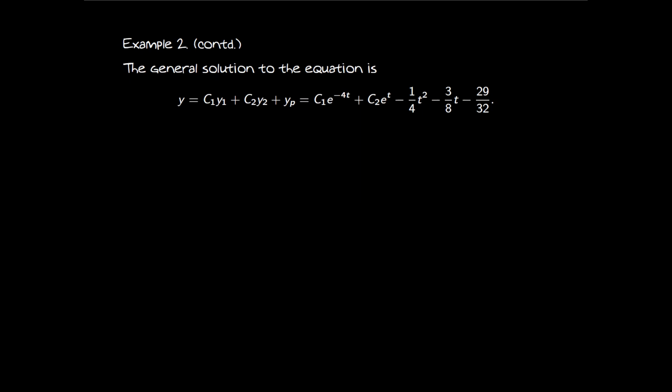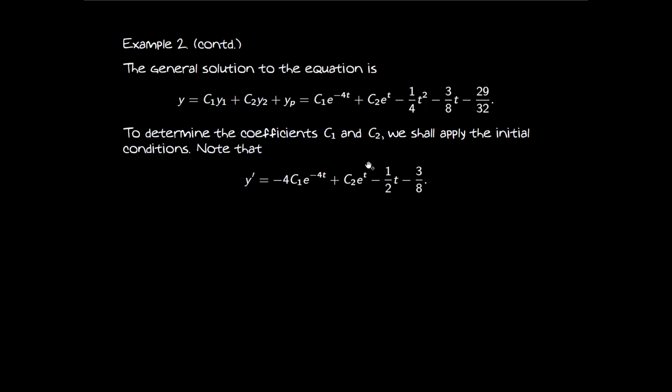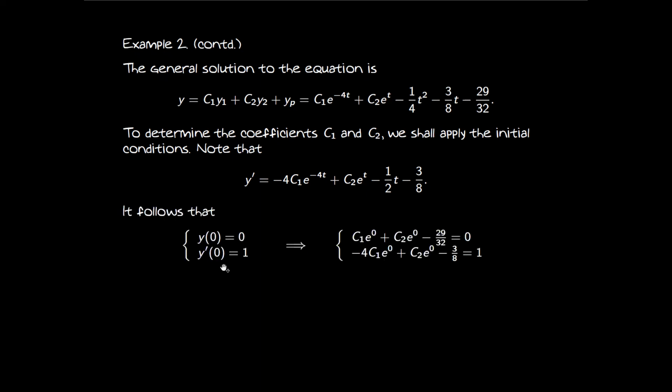Because we have initial conditions, we have to apply them to determine the C1 and the C2. So we need to find the derivative because one of the conditions is for the derivative. But this part is pretty easy, right? You just use the chain rule and the power rule. So easily we can find the y's derivative. And now we're ready to apply the initial conditions.